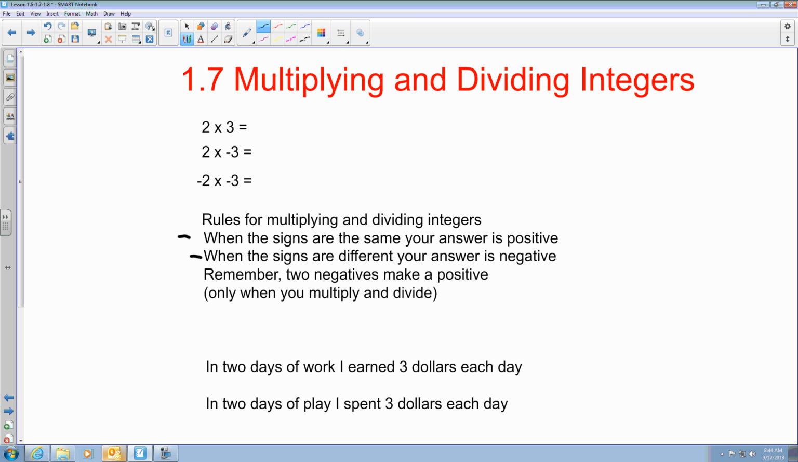So if you look on top here, we have 2 times 3. All of these answers are going to have 6 involved in it. So 2 times 3 is 6. And since they're the same sign, it's going to be a positive 6. 2 times a negative 3, they're 2 different signs. So it's going to be a 6, but it's going to be a negative 6. And then negative 2 times a negative 3, they're the same sign, so it's going to be a positive 6.